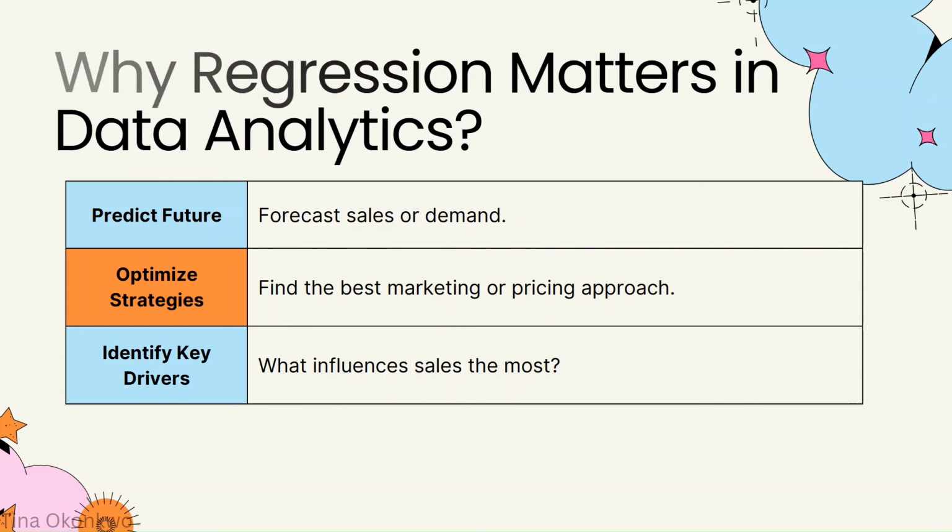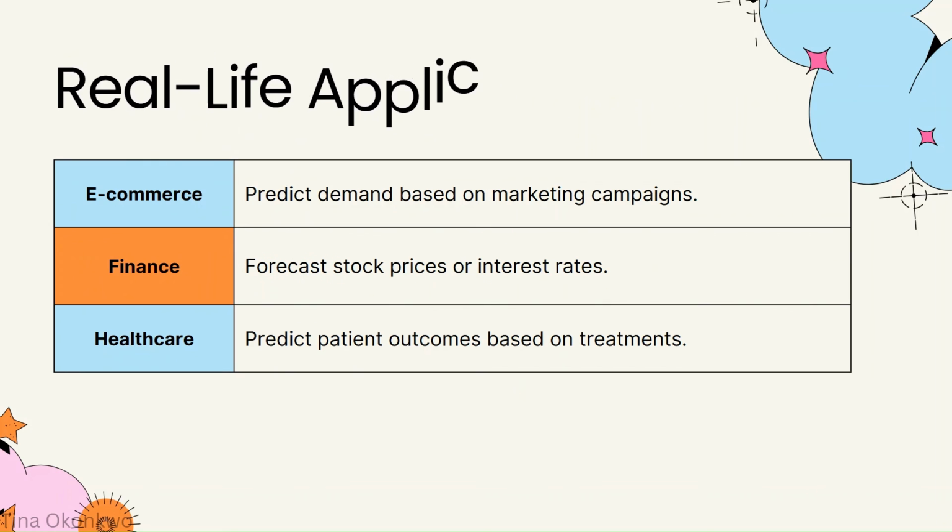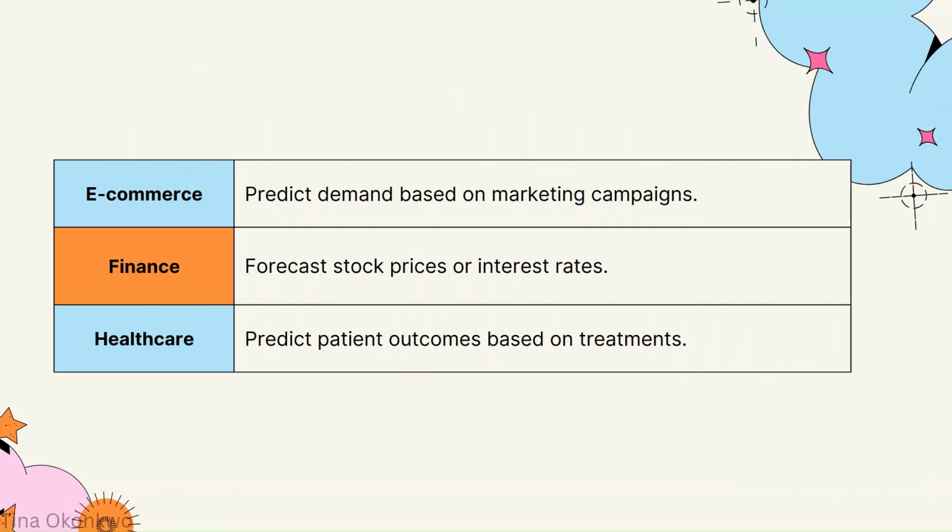Now, let's talk about real world applications. In e-commerce, you can use regression to forecast demand based on marketing campaigns. In finance, it is used to predict stock prices or interest rates based on multiple factors. And in healthcare, regression helps predict patient outcomes based on treatment and lifestyle factors.